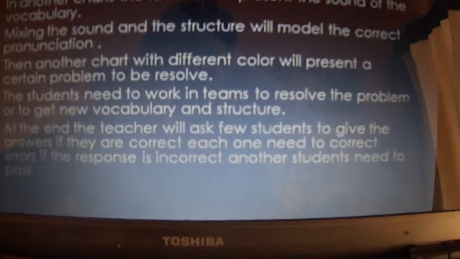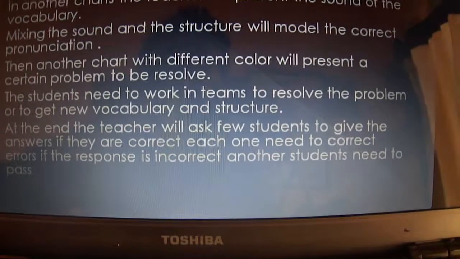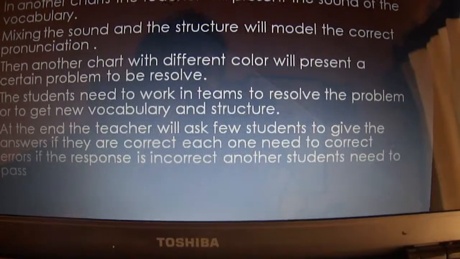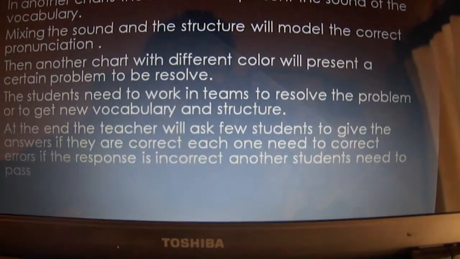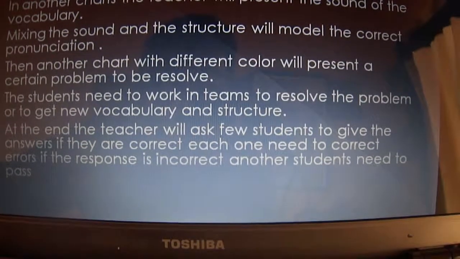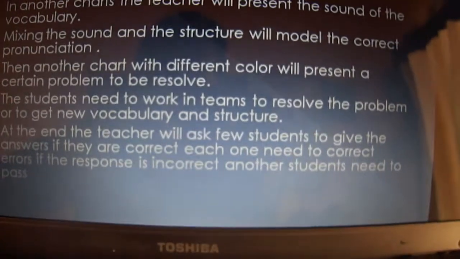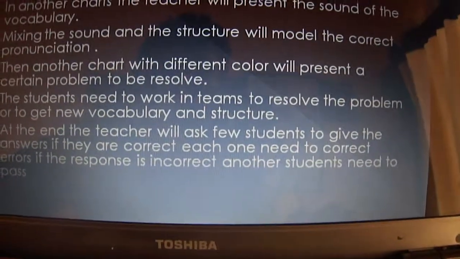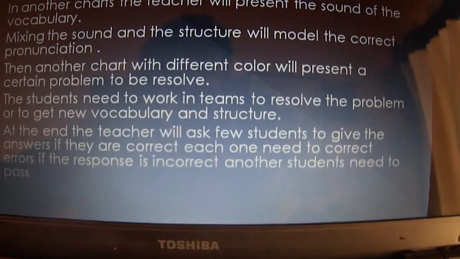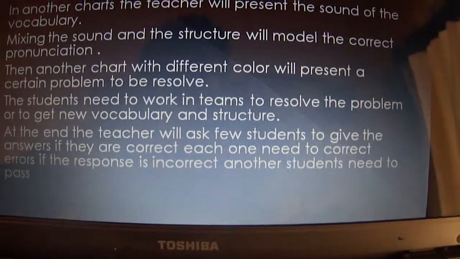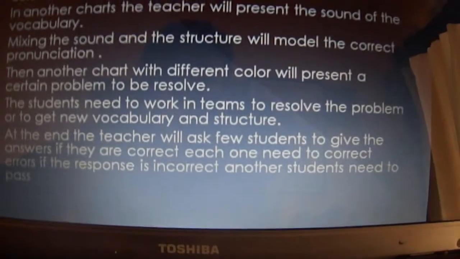Okay, I'm gonna mention this part of checking errors. The teacher needs to check the errors only by modeling the correct form and structure. So correcting errors must be more on the students' side. Students need to be aware and correct their own errors.